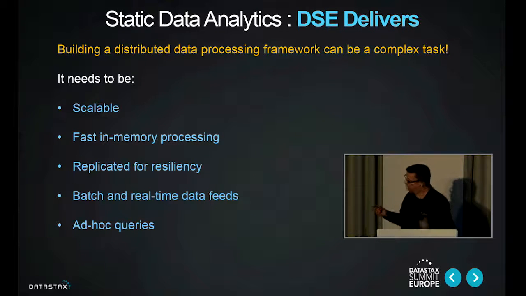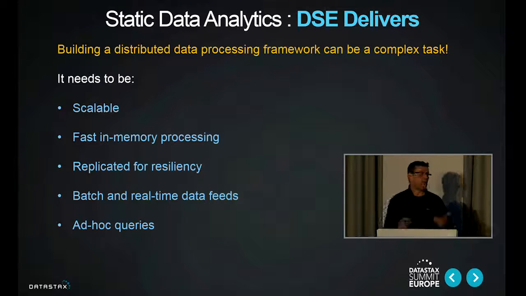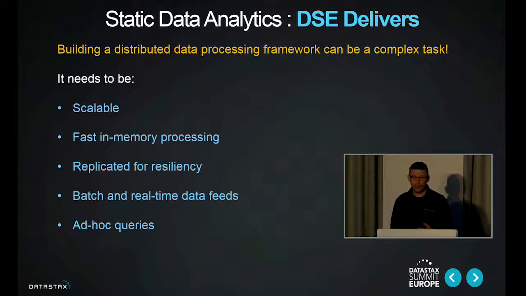However, we understand that building a distributed data processing framework can be a complex task if you're starting out from scratch. What components do I need? How do I bring those components together? And how do I build a data pipeline from those components? It needs to be scalable. It needs to be able to do fast processing. So by default, we're probably talking about processing that data in memory. Ideally, we want to be able to replicate that data for resiliency as well, so that it's copied to more than one place. So a resilient, replicated persistence layer would be nice.